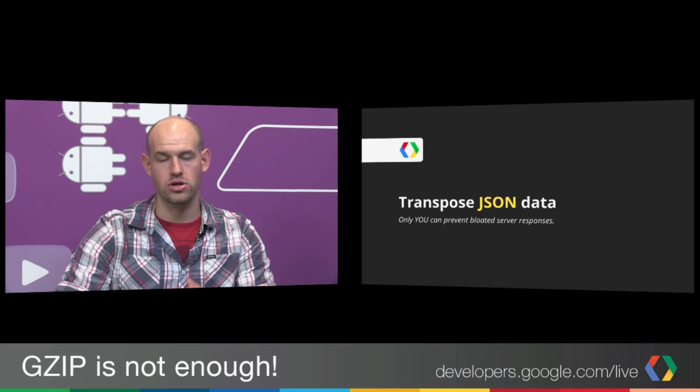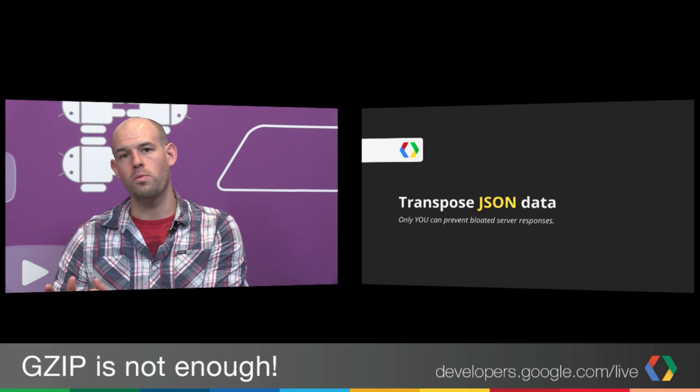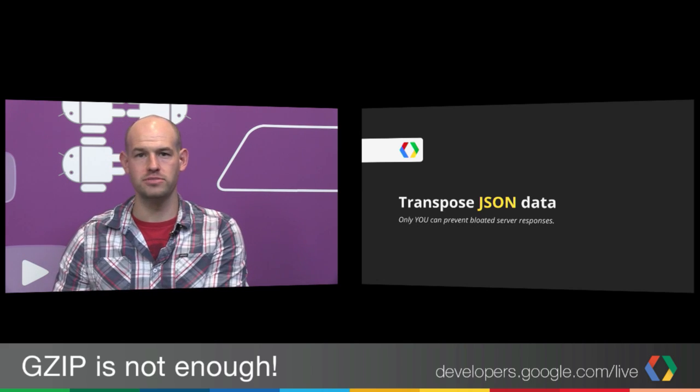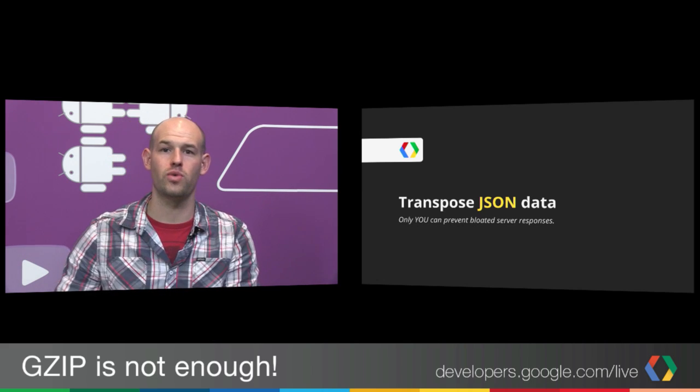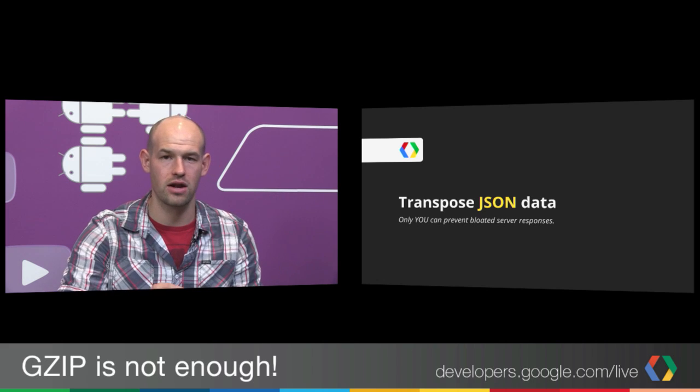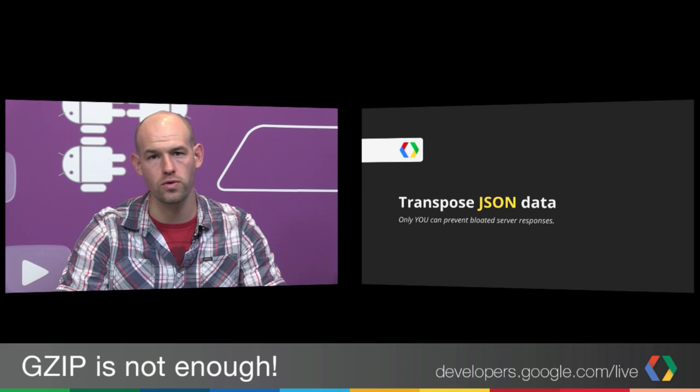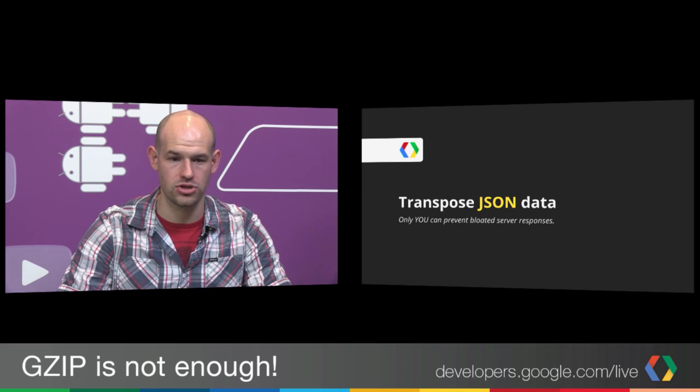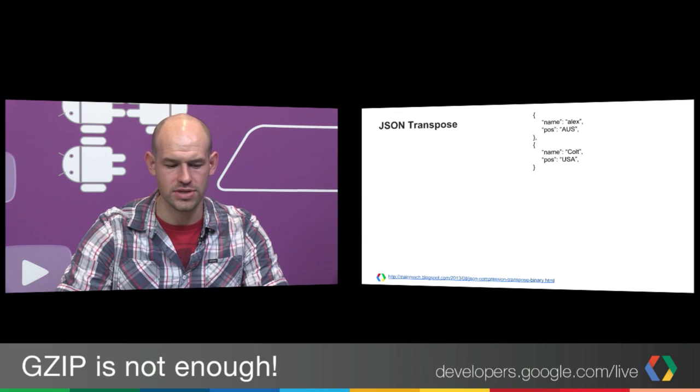So basically what we're talking about now is how can you process your JSON blobs that are being returned to these individuals in such a way that gzip can compress it further. And it all starts with the ability to transpose your structured data in your JSON file. So let's take a look at this example.